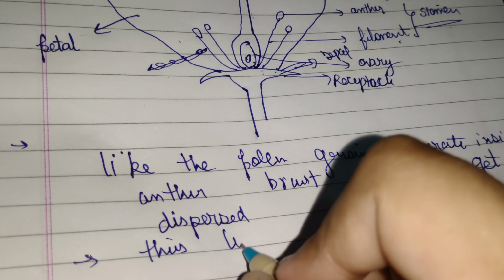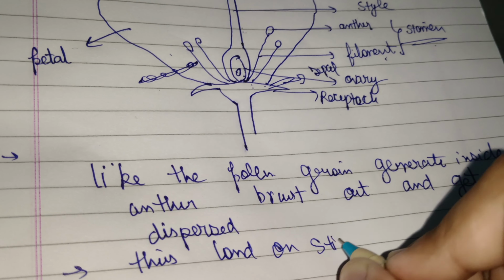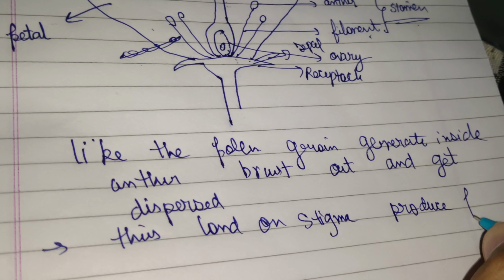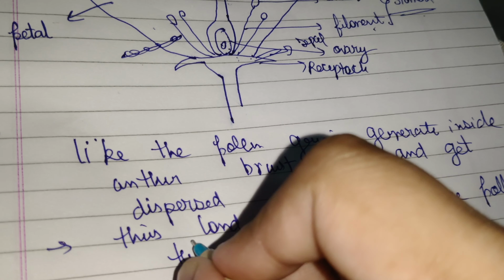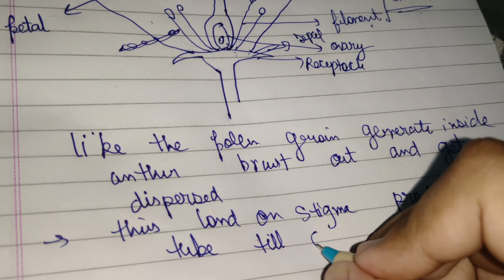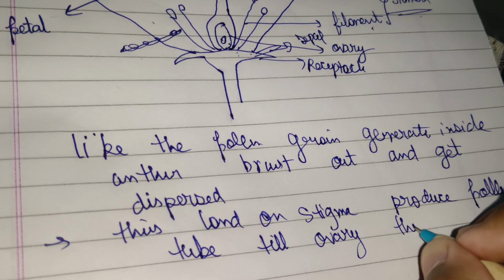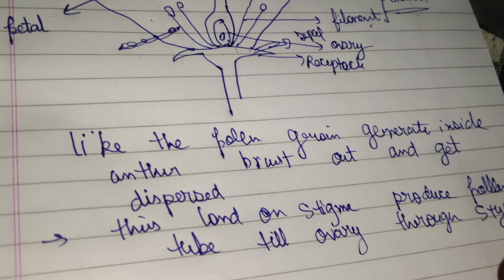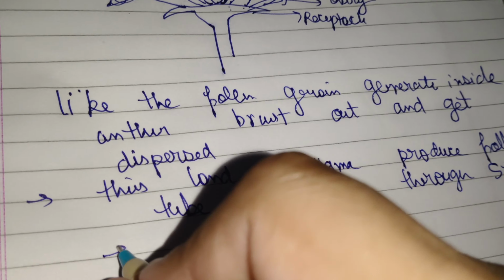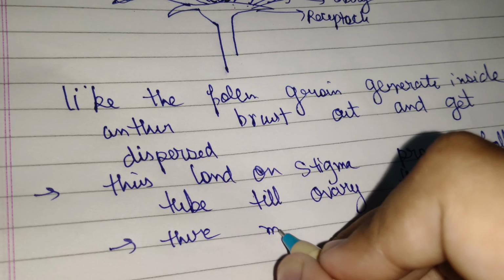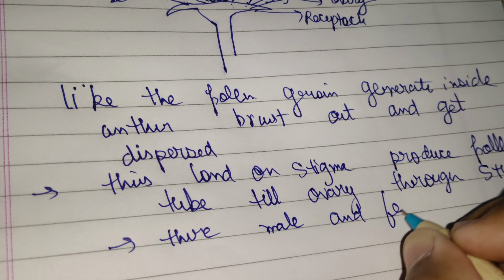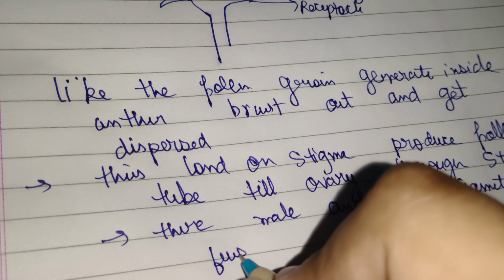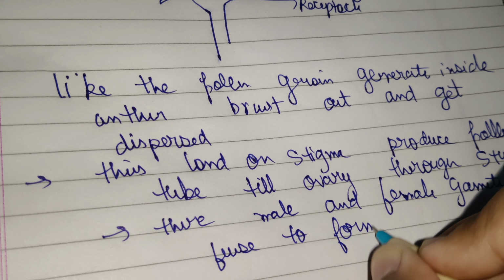This lands on the stigma and produces a pollen tube till the ovary, through the style. There the male and female gametes fuse to form a zygote.